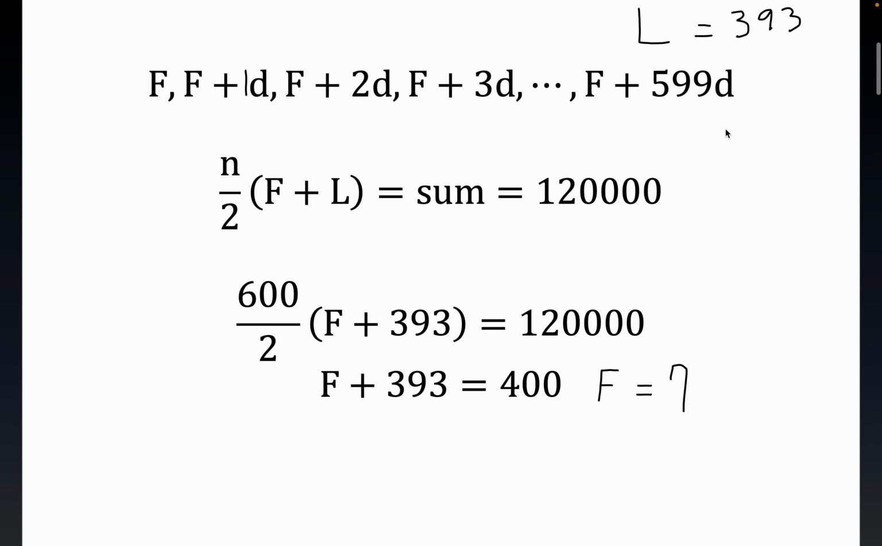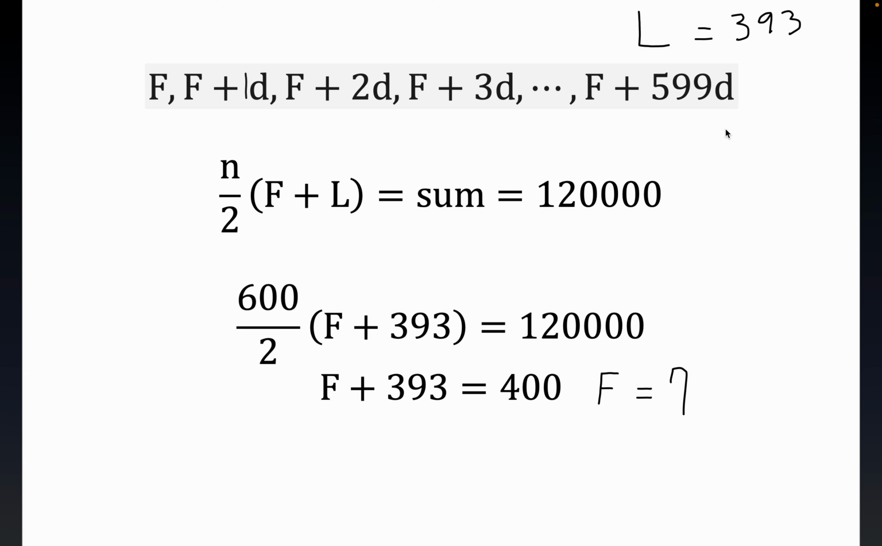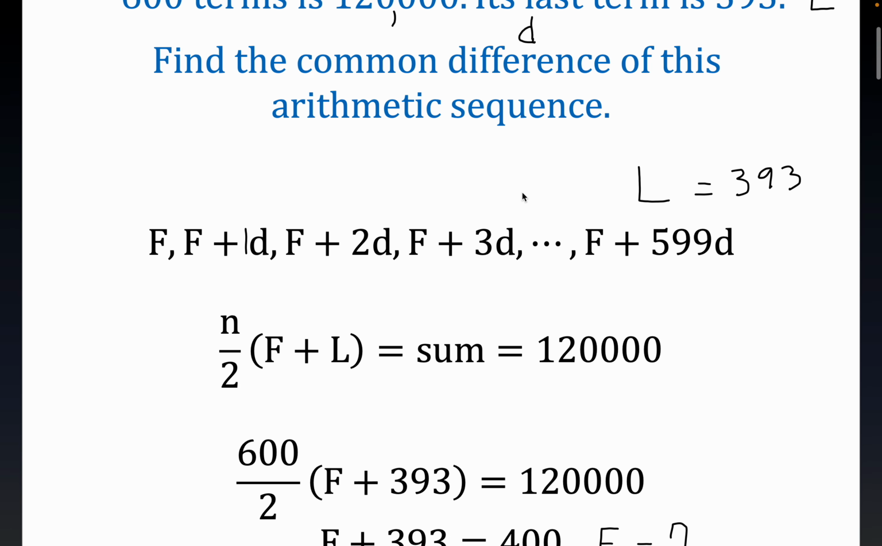Let's keep going here. And look, I got it all on the same screen. That's nice. What we know right now is that 7 plus 599D is equal to 393. All right, folks, again, just direct translation here, substituting what we know. We are trying to find D, the common difference.